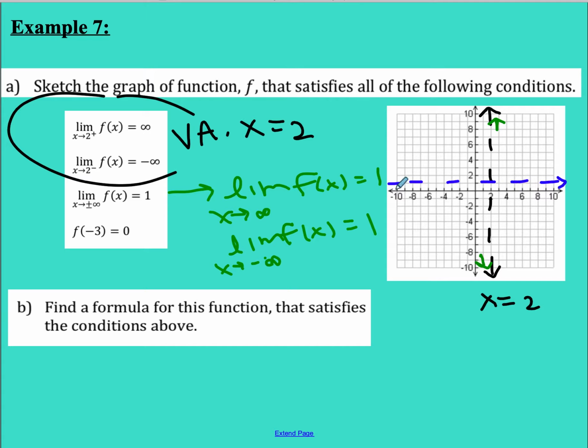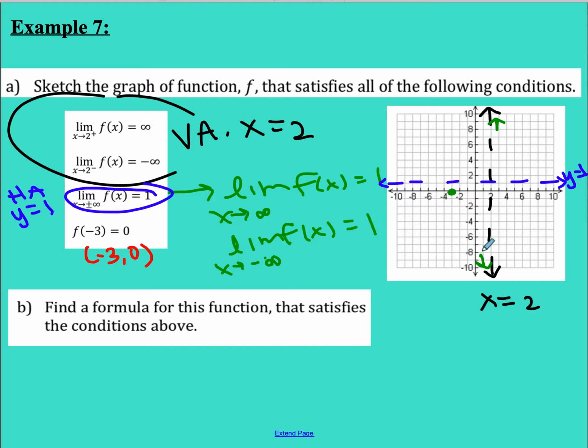And I would want to label that as well. And that's at y equals 1. And this is, like I said, a horizontal asymptote at y equals 1. And then this last piece of information is just telling me I have a point. The point is negative 3, 0. So I'm going to go ahead and put that on there. I got negative 3, 0, so I have this point.